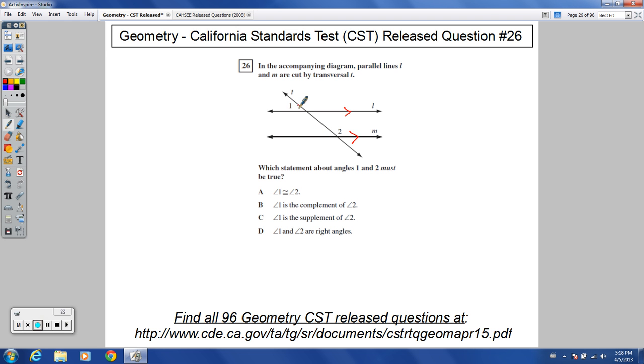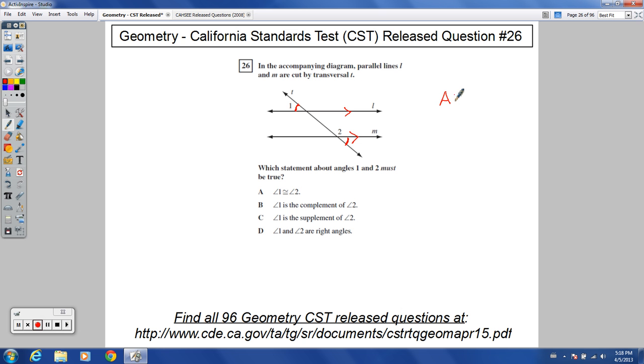Well, is this going to be congruent to this? I would say yes. I would make that argument right here, actually. This one and this one are congruent. But does that mean 1 has to be congruent to 2? No. This one is not a special type. These two are alternate exterior angles, but these two are none of the special types we learned.